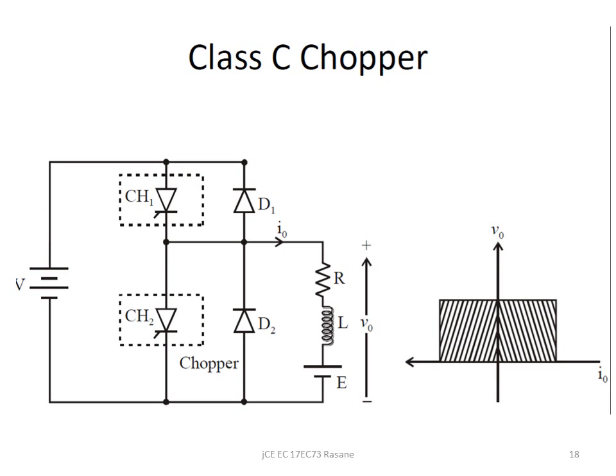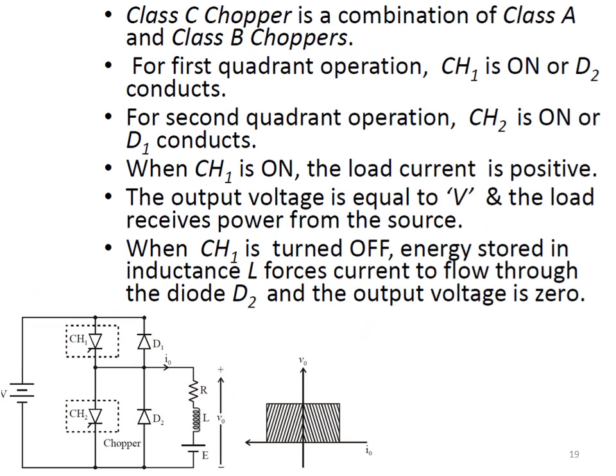Next, coming to the class C chopper. The class C chopper is connected in this fashion. You can see there are two choppers, chopper 1 and chopper 2, connected in this fashion, and D1 and D2 connected in this fashion. And we have got the load connected between chopper 2 and D2. Now chopper C basically is a combination of chopper A and chopper B. So both chopper A is here and chopper B is here. So let us look at this diagram.